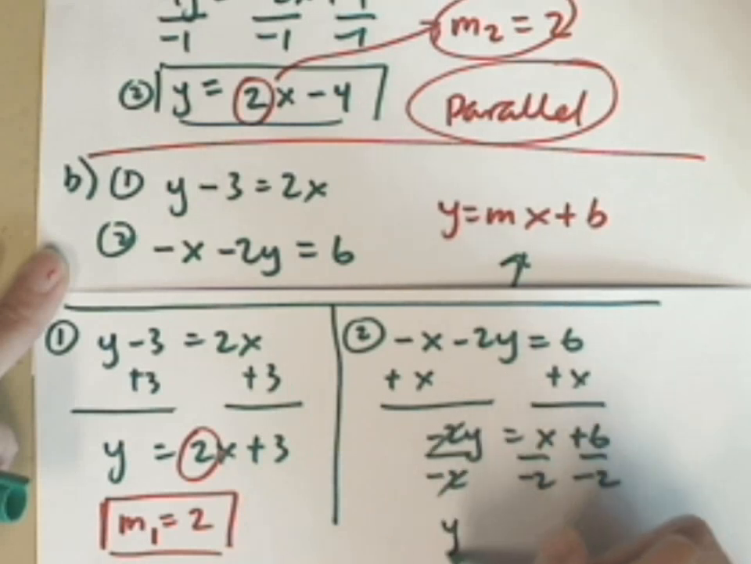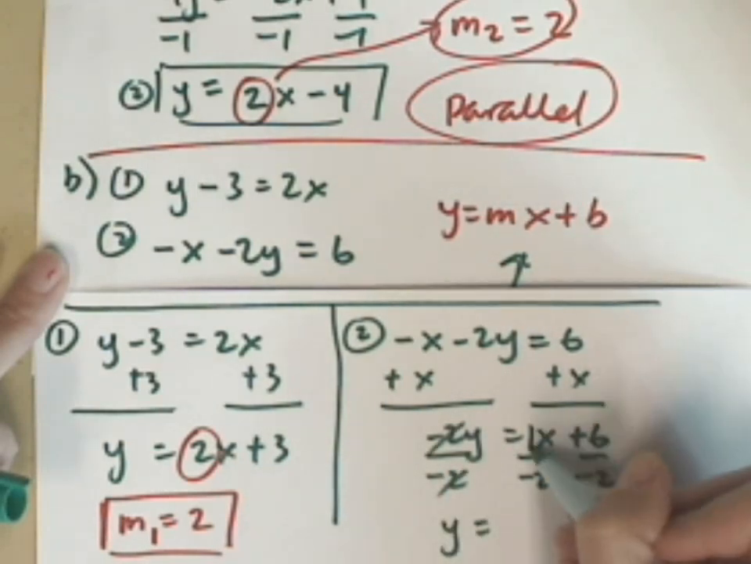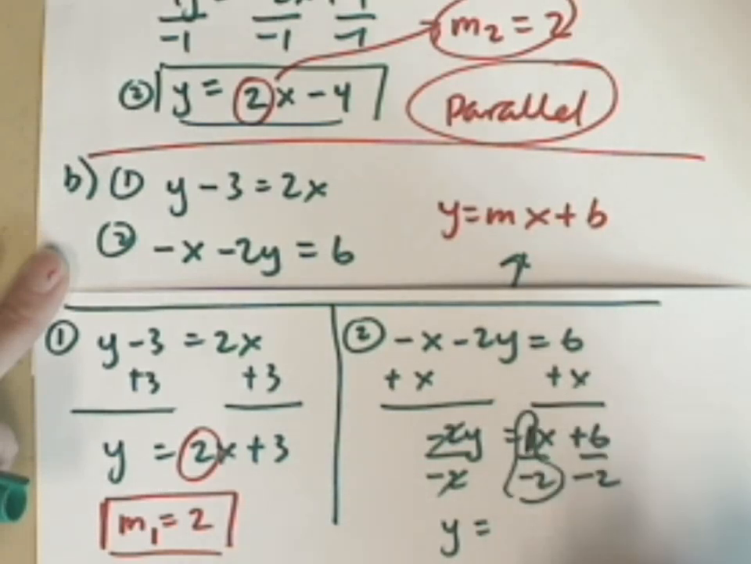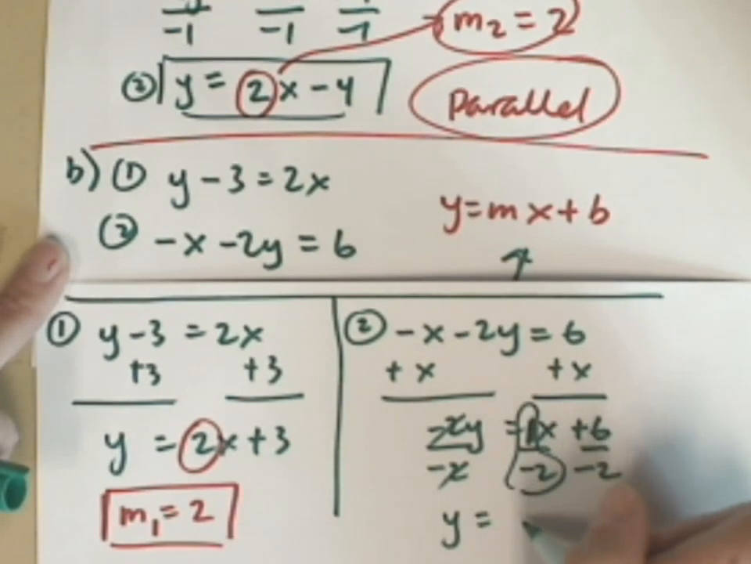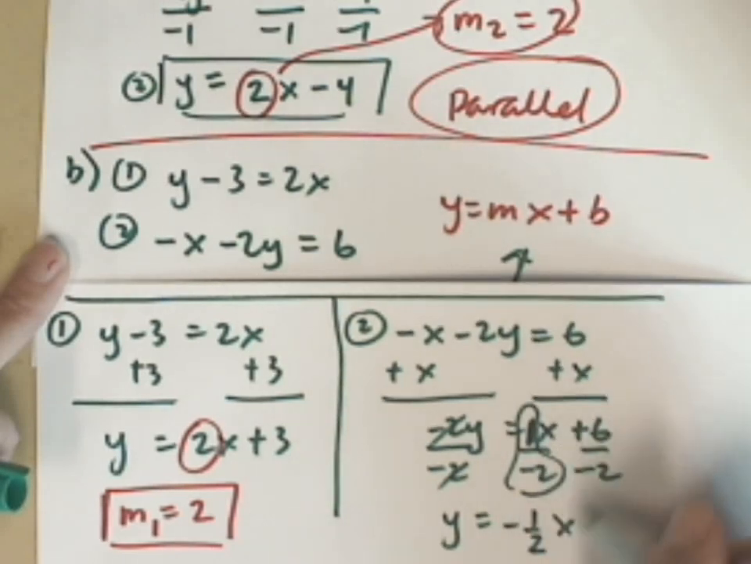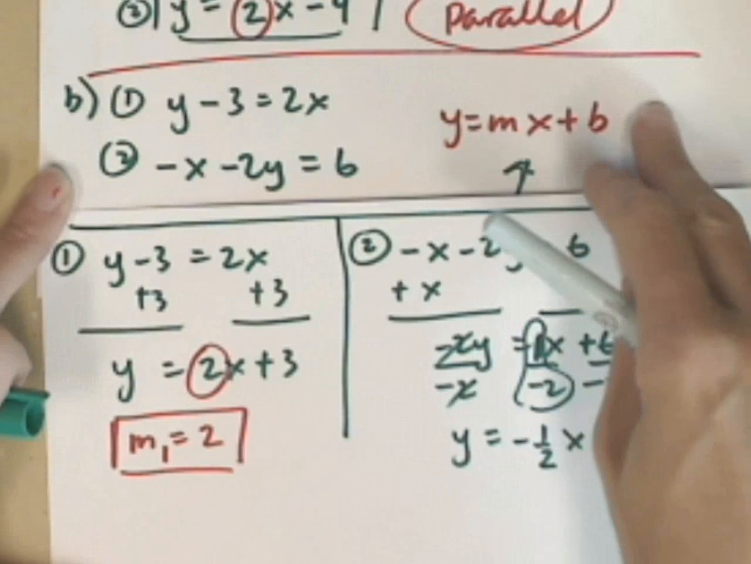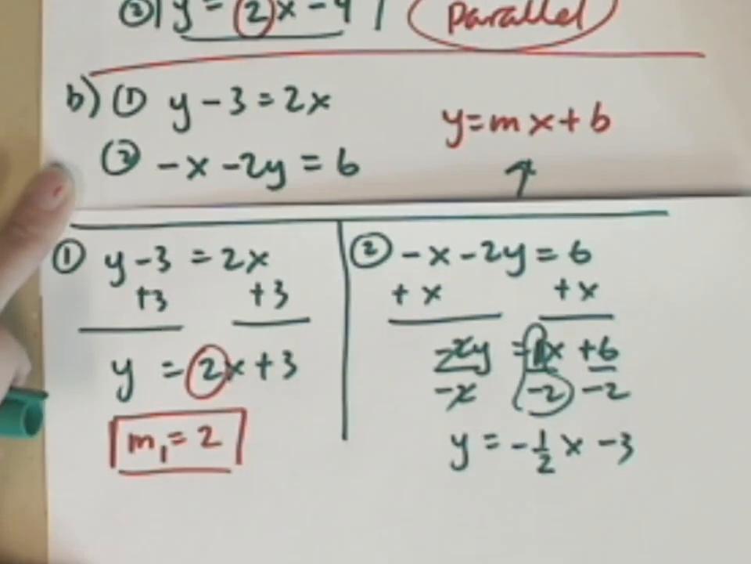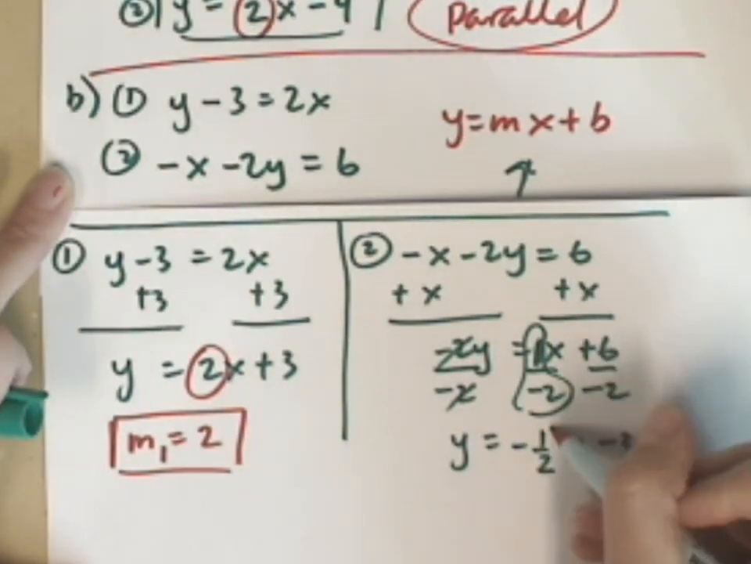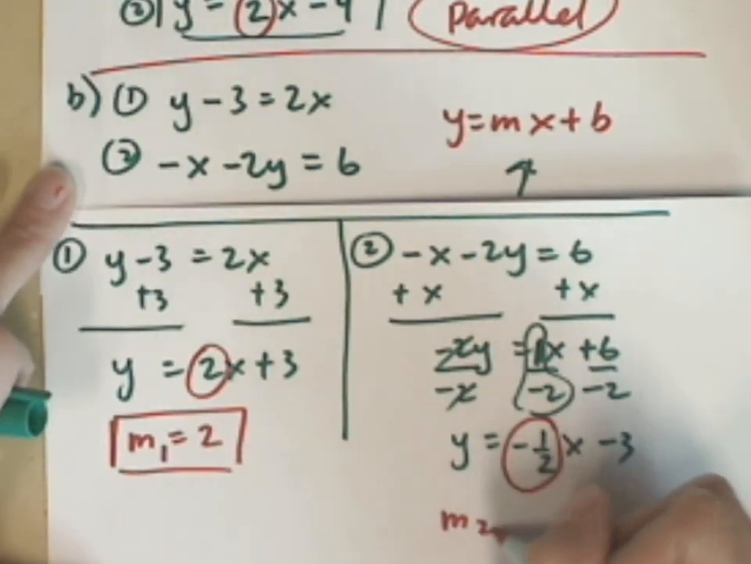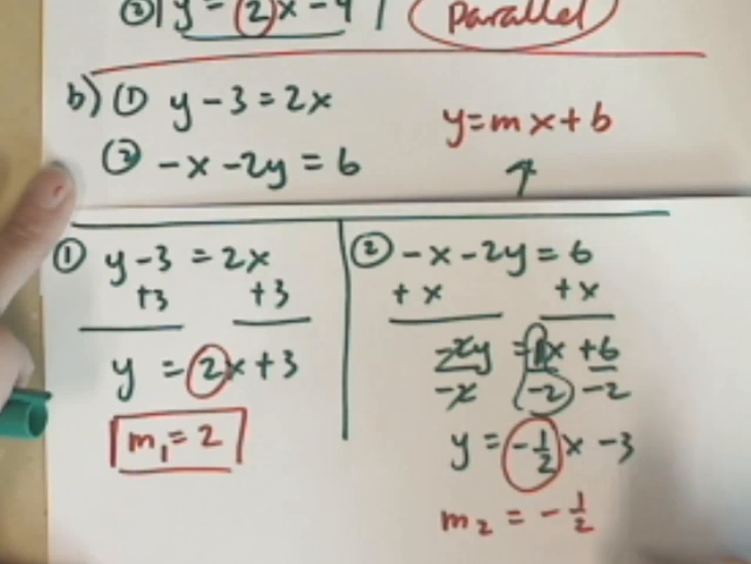which leaves me with those cancel. Y equals, put a 1 there so you can pull that slope out, which is that 1 over negative 2. I'm going to write it as negative 1 half x. 6 over negative 2 is negative 3. Negative 1 half x minus 3. Oh, there's slope-intercept form. So I can grab my red pen. Slope is right next to the x. There's my second slope. M sub 2 equals negative 1 half.